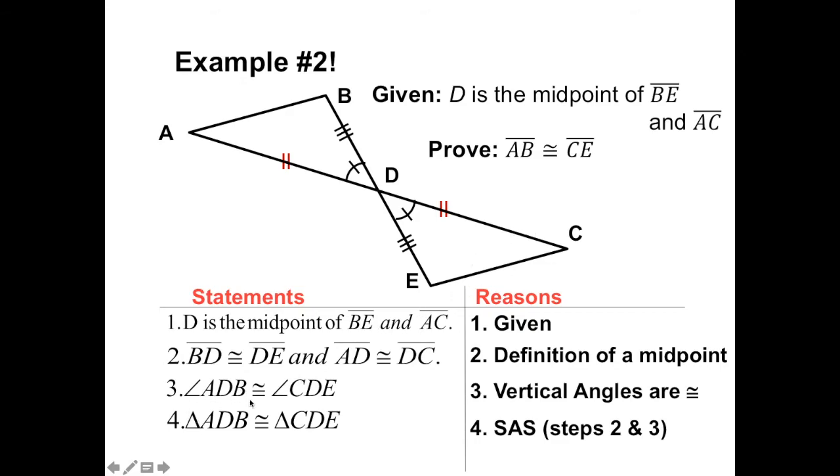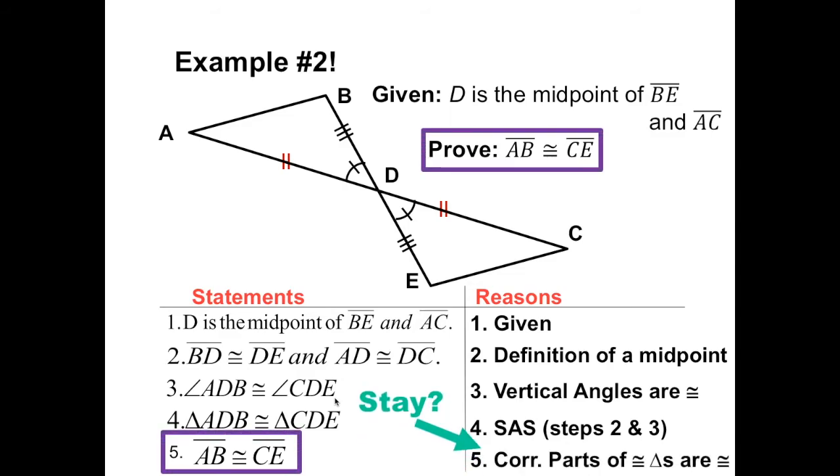And I see here AB corresponds to CE. There we go, CE. So we know those 2 segments would have to be congruent to one another. And reason, CPCTC. Corresponding parts of congruent triangles are congruent. So remember, the first word is corresponding here.